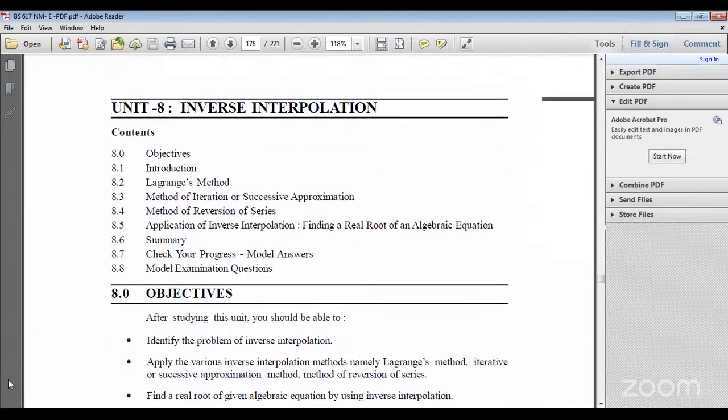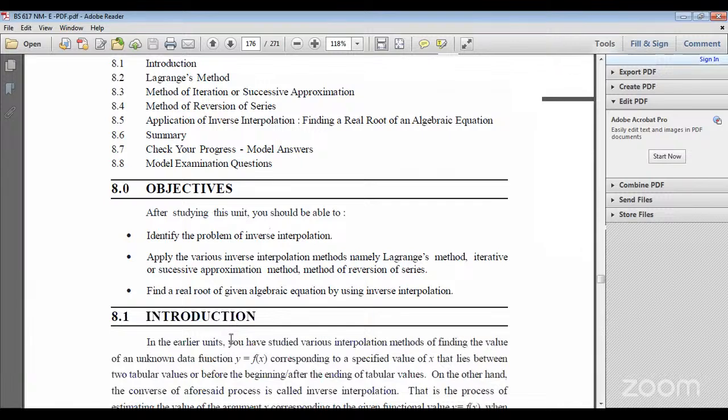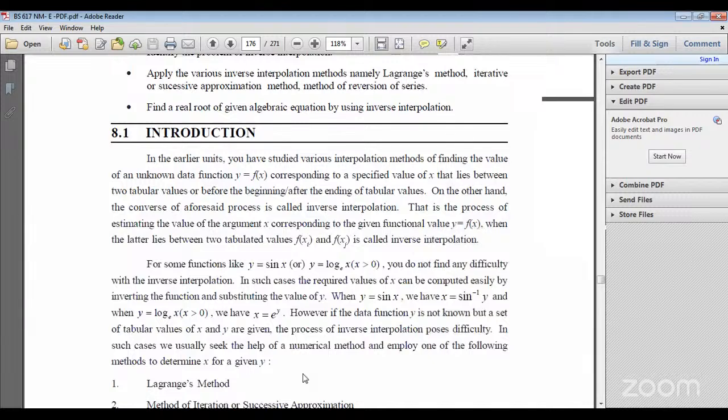Inverse interpolation. What is the inverse interpolation formula? Lagrange's method, method of iteration or successive approximation, and method of reversion of series. After studying this unit, you should be able to identify the problem of inverse interpolation, apply the various inverse interpolation methods, namely Lagrange's method, the iterative or successive approximation method, and the method of reversion of series, and find a real root of a given algebraic equation by using inverse interpolation.